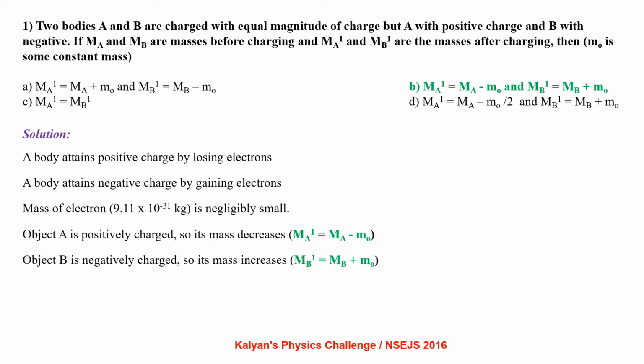Since object A is positively charged, it loses some mass, so MA dash equal to MA minus M naught. Object B is negatively charged, so it gains some mass, so MB dash equal to MB plus M naught.